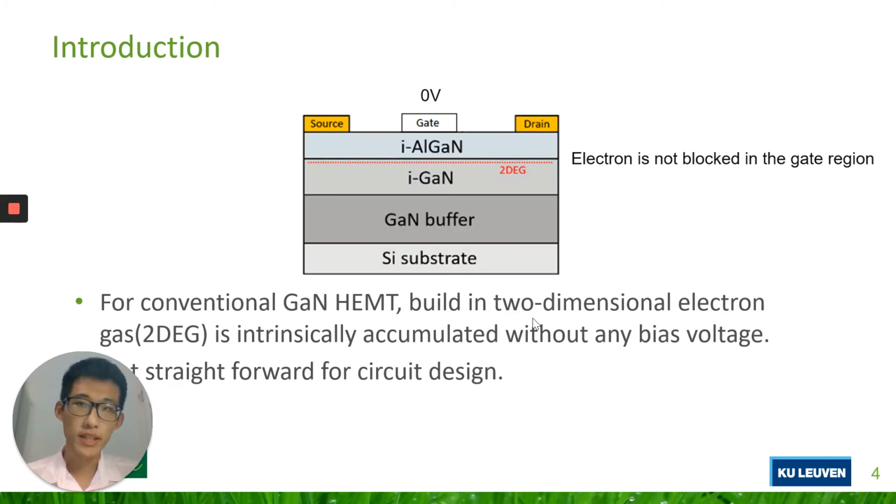But one drawback for the gallium nitride HEMT is that it's normally on under zero bias voltage. The two-dimensional electron gas is intrinsically accumulated. The electron gas will drift once there's a bias on the drain or the source terminal. But for these properties, it's not desired in the circuit design. The complexity of the gate driver is thus increased, and the power is still needed to turn the device off. So the power efficiency is decreased as well.